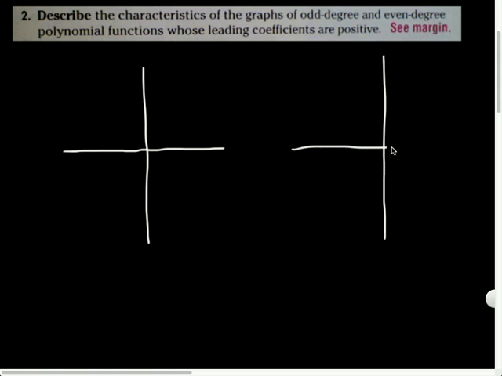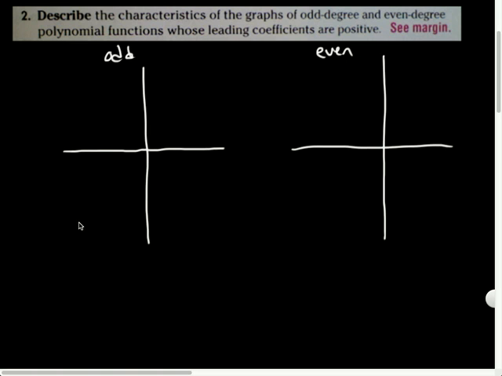And here's problem 2. It says, describe the characteristics of the graphs of odd degree and even degree polynomial functions whose leading coefficients are positive. So let's consider some of these. I'm going to do odd degree over here and even degree over here. And let's see if we can find a trend.